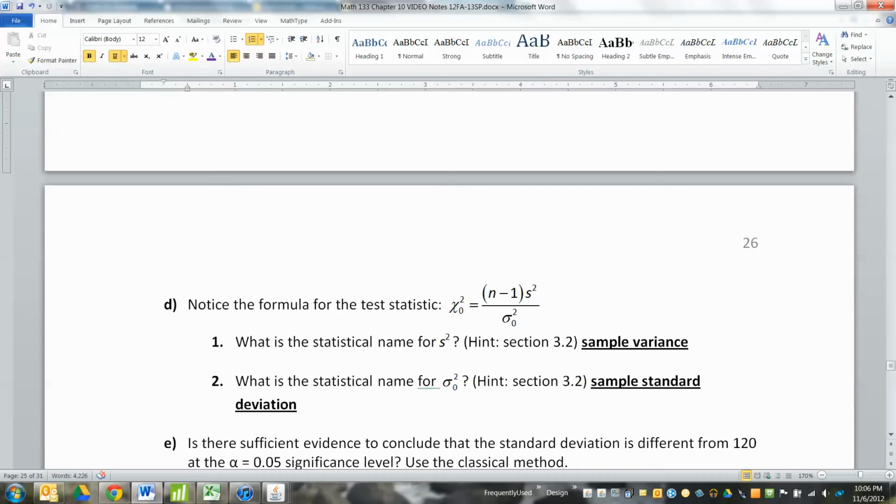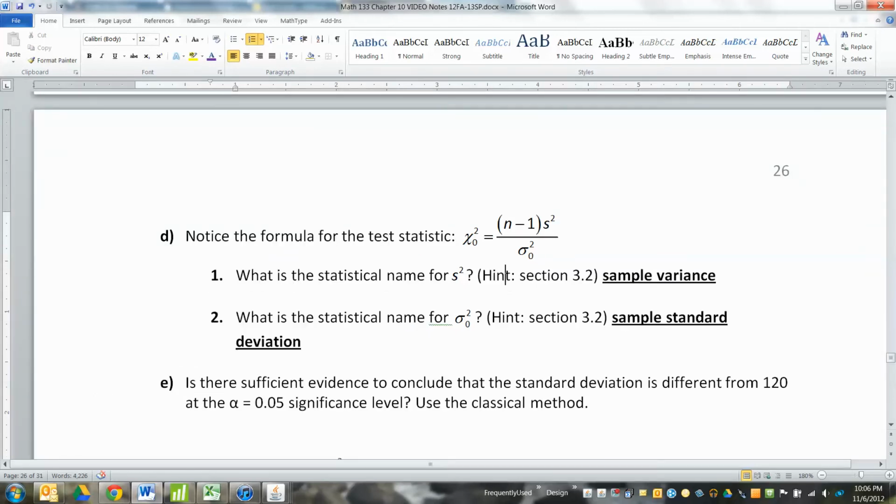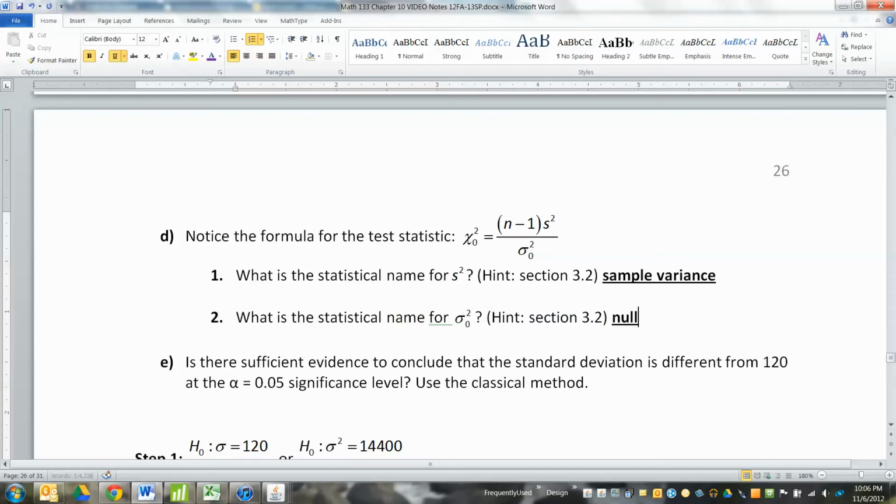Now, look at our formula for the test statistic. You can see it's chi-square zero equals n minus 1 times s squared over sigma 0 squared. What is the statistical name for s squared? Where have we seen s squared before? The answer is we saw it in section 3.2. It's called the sample variance. And sigma 0 squared is the population variance.